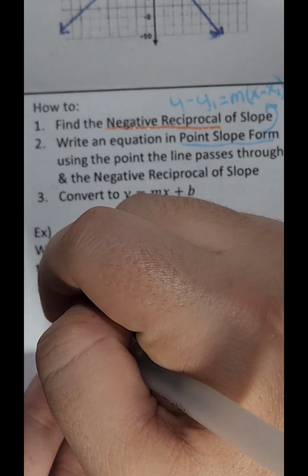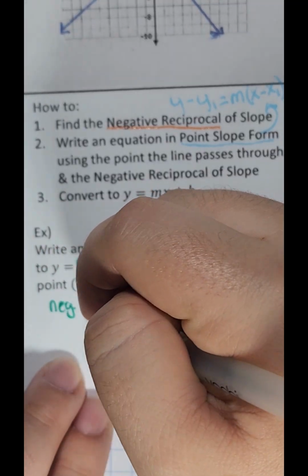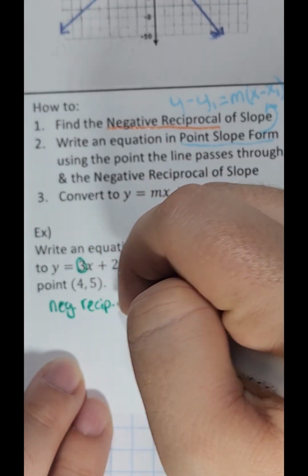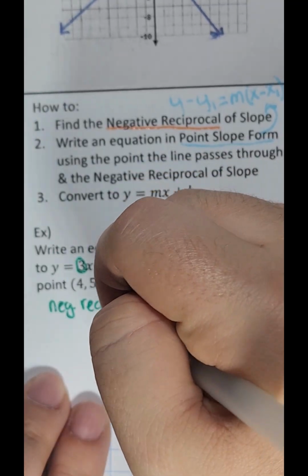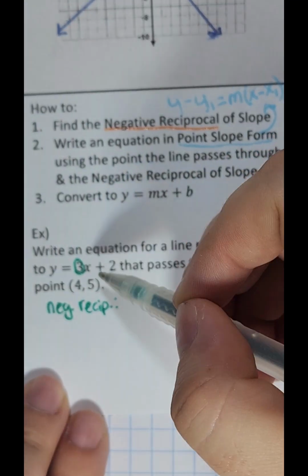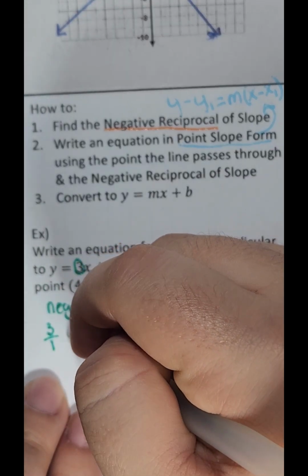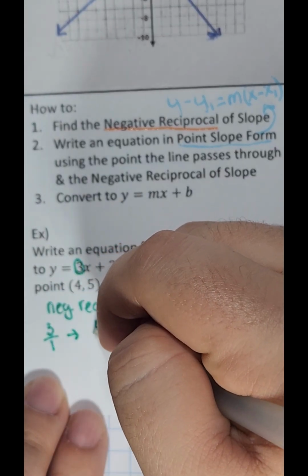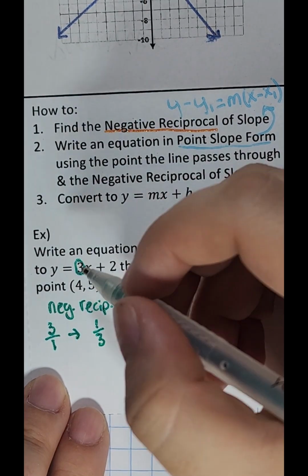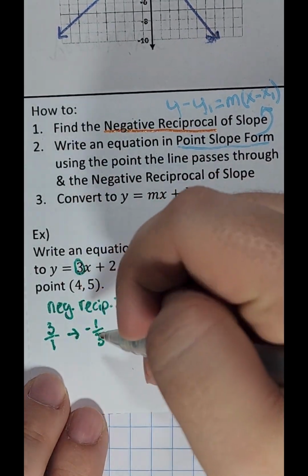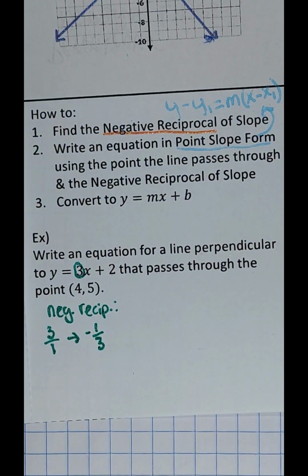So the negative reciprocal of slope is going to be the opposite of this. So 3 as a fraction is 3 over 1. So the negative reciprocal is 1 over 3. And this is positive, so our negative reciprocal is then negative.